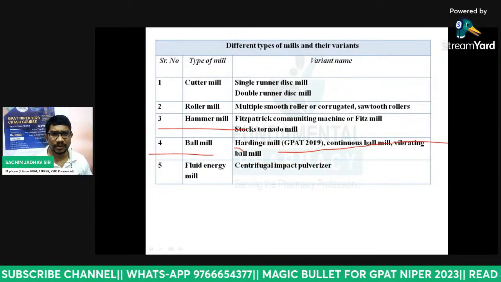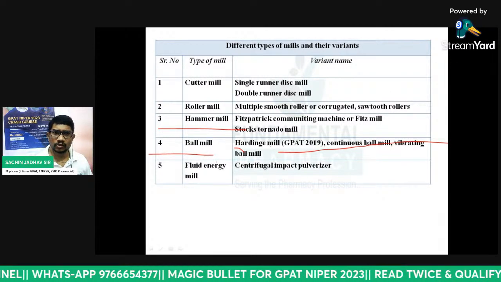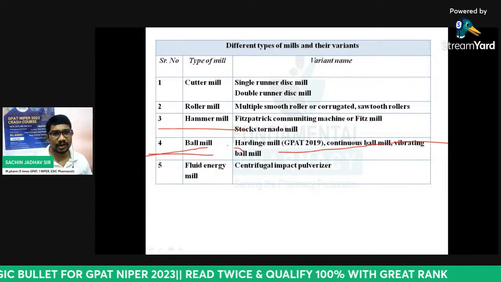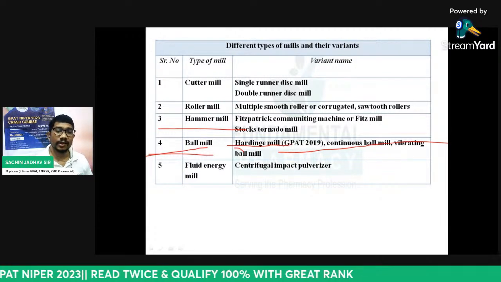So this was a question in GPAT 2019. What is the variant of ball mill? Hardinge mill is the variant of ball mill.